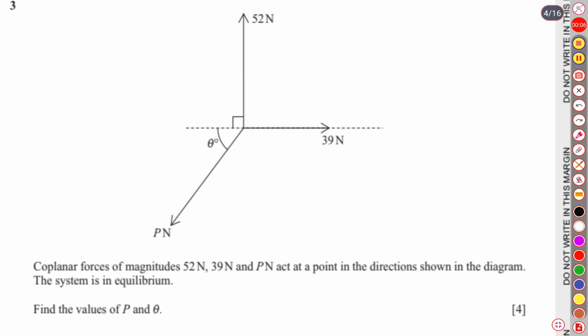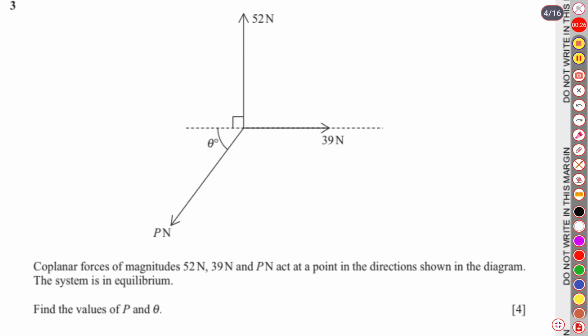Today we are going to solve two questions from mechanics. And these two particular questions belong to paper 9709/41 for the session October November 24. Let's go through question number 3 of this paper.